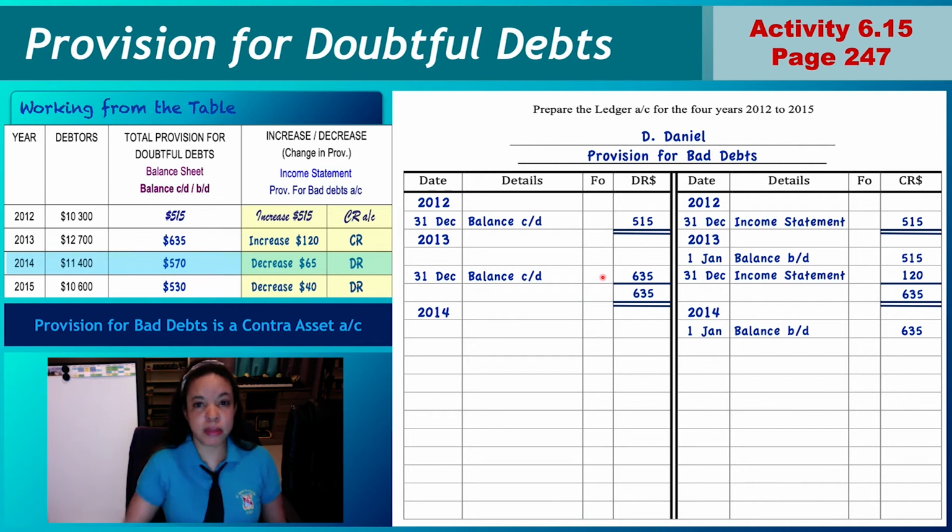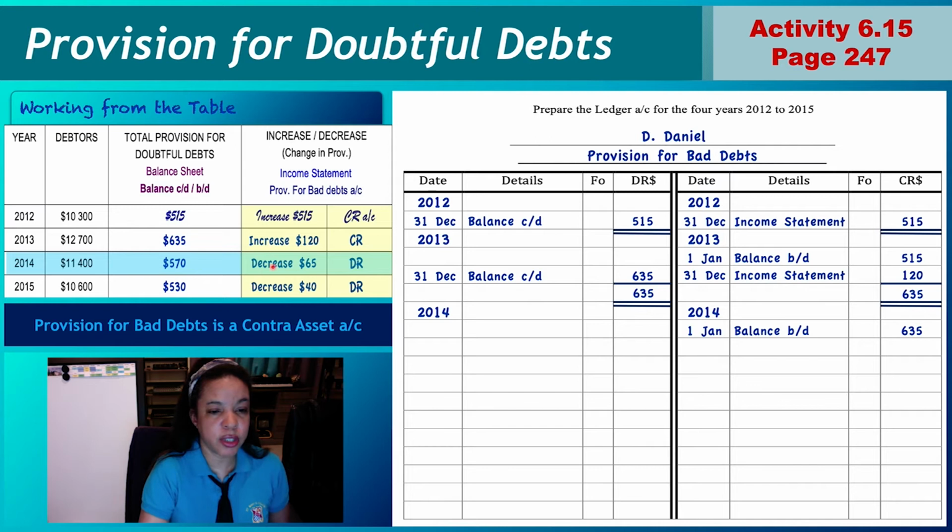So we are back to our table. We're looking up there. And what you're seeing here is for 2014, there was a decrease. So which side are we going to go on this time? We are going to go on the debit side. So I'm again going to get to show you now for the first time what it means. I'm sure most of you would get it. We're just going to go through it anyway, okay?